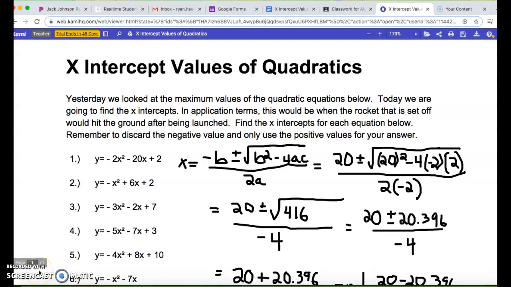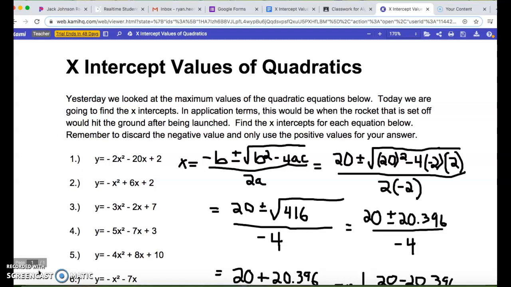Hi guys, so we're going a little further with the quadratics. Again, we're tipping these more towards the application side. So yesterday we talked about maximum values. So now we're going to look at the other values, which we call the x-intercepts.